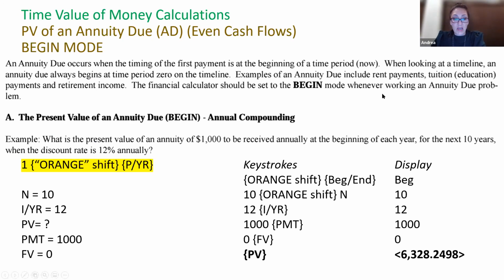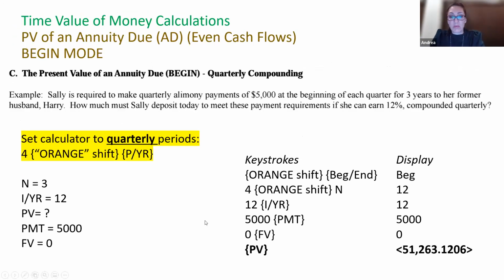All right, let's go ahead and go to quarterly payments right here, because we've already done the annual and the semi-annual. So here we've got Sally is required to make quarterly alimony payments of $5,000 at the beginning of each quarter for 3 years to Harry. How much must Sally deposit today to meet these payment requirements if she can earn 12% compounded quarterly? All right, so we're going to set our calculator to 4 periods. So for the orange shift button and your payments per year, your calculator should be in begin mode.